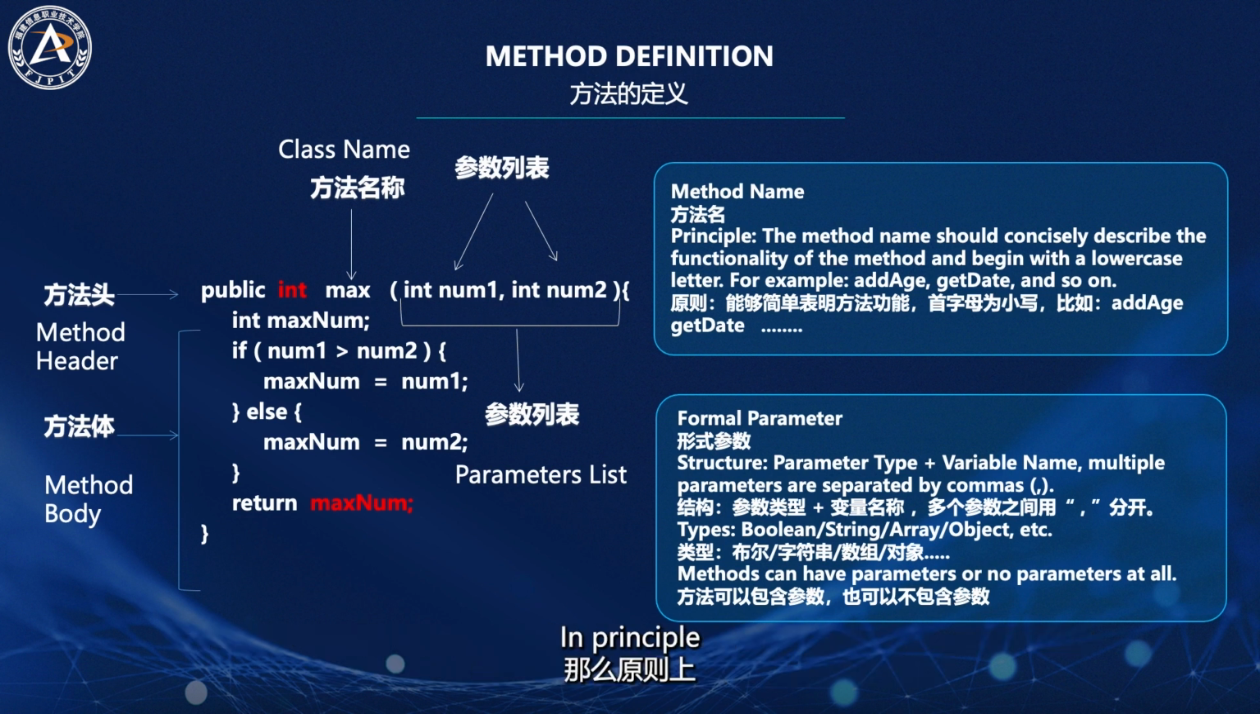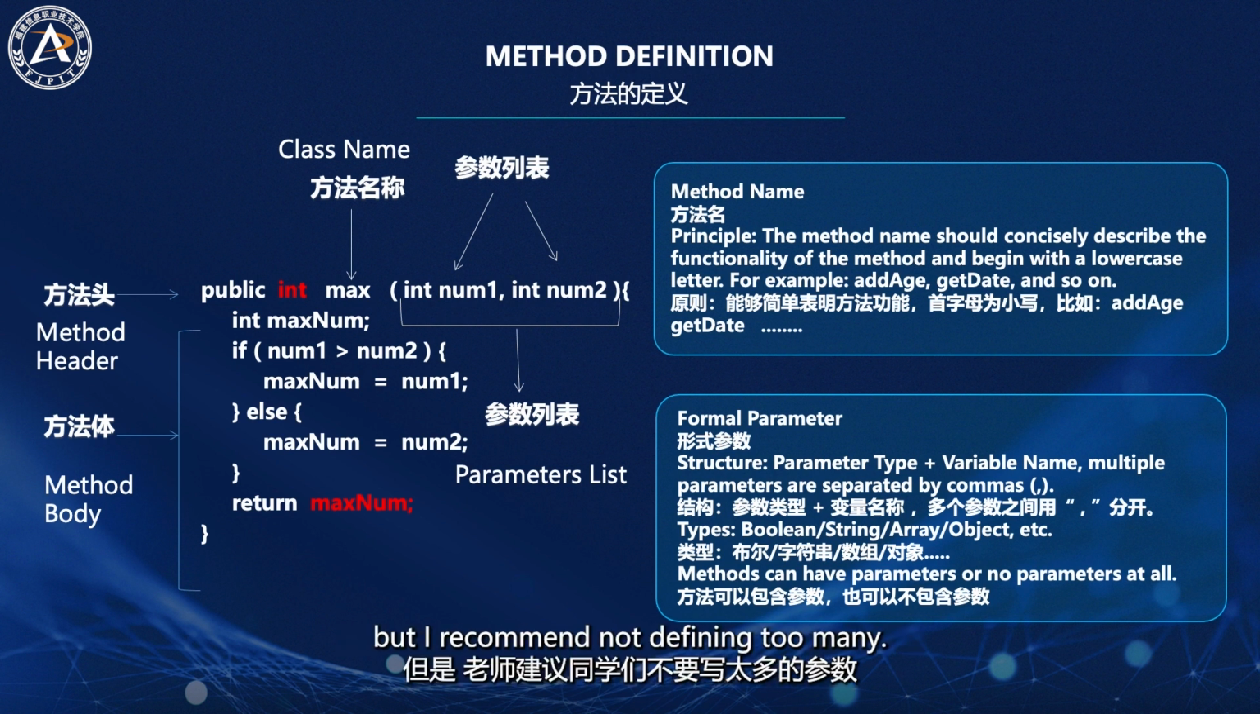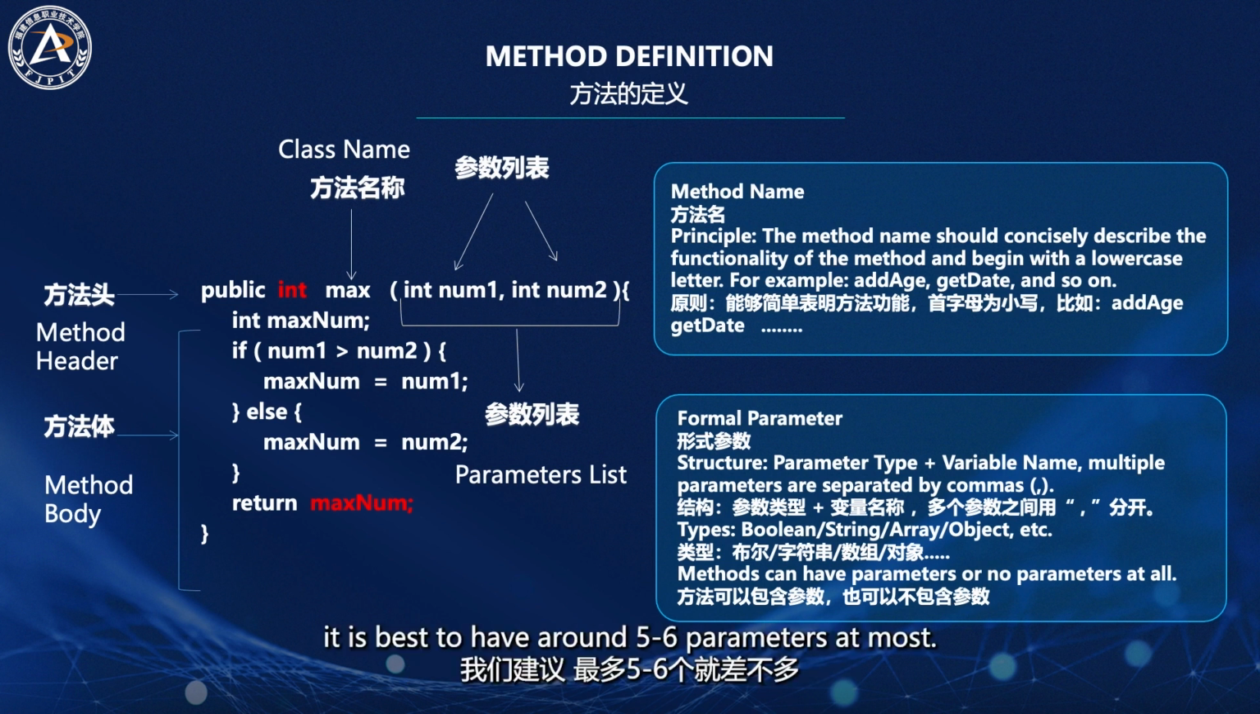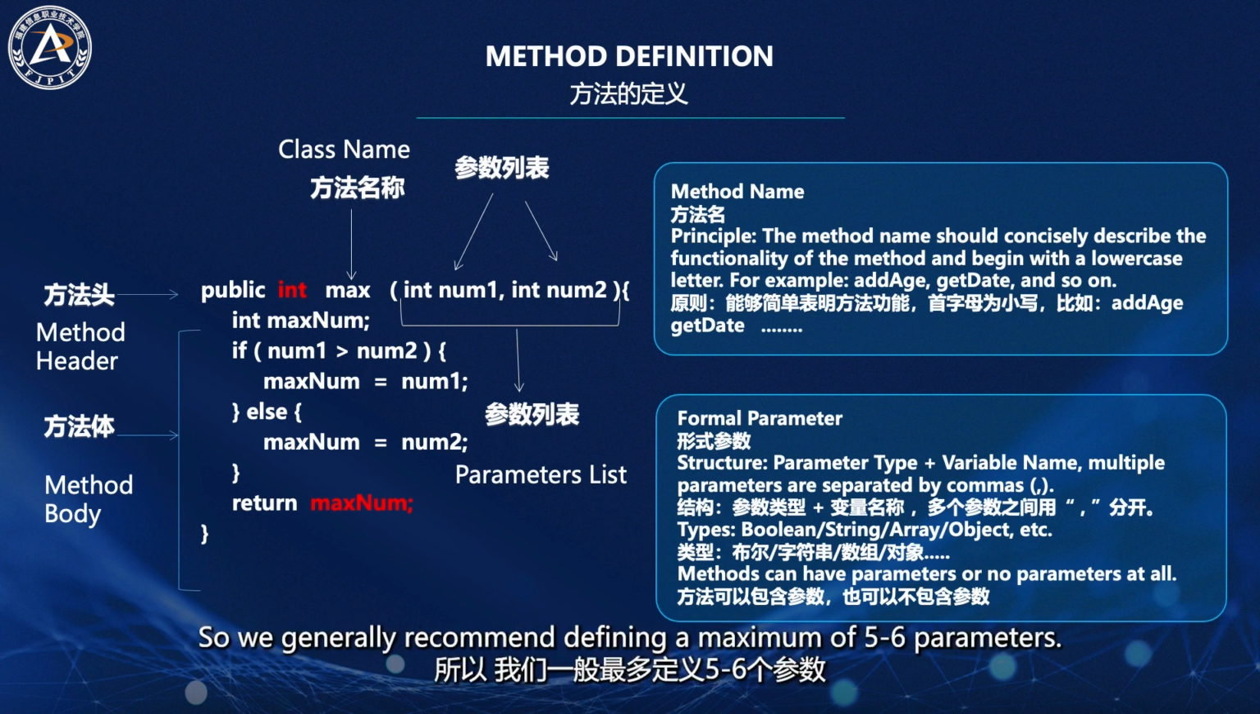In principle, a method can have any number of parameters, but I recommend not defining too many. Generally, it is best to have around 5 to 6 parameters at most. When you define too many parameters, it becomes harder to remember them all. So, we generally recommend defining a maximum of 5 to 6 parameters.